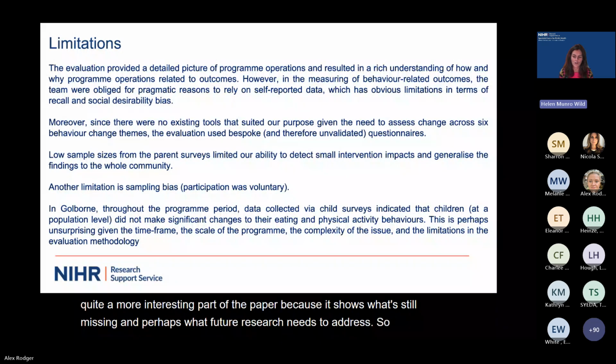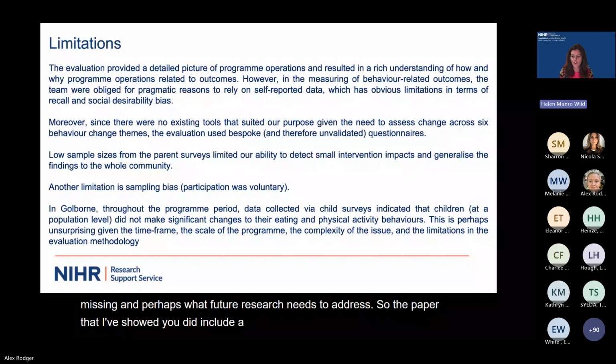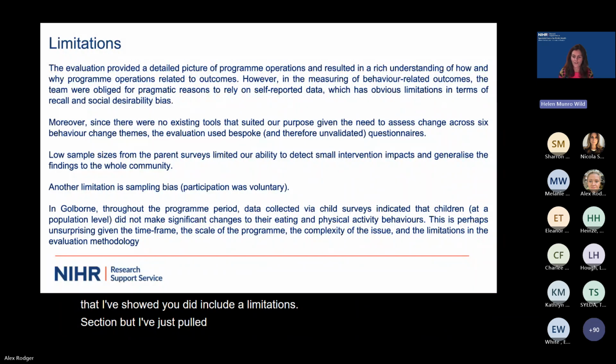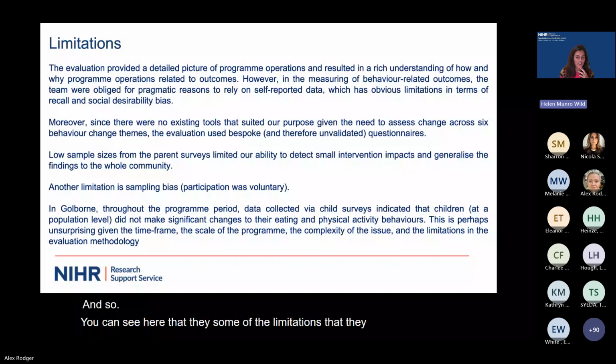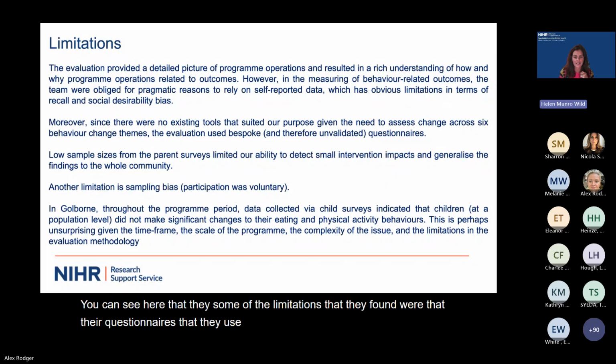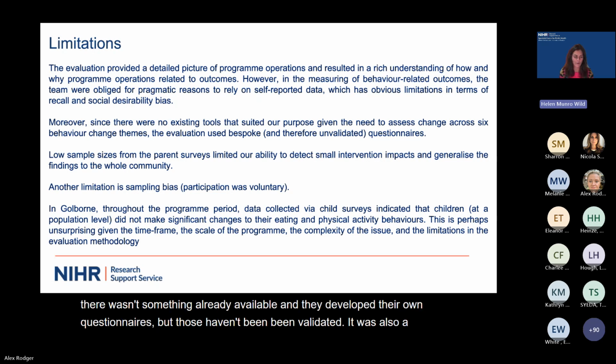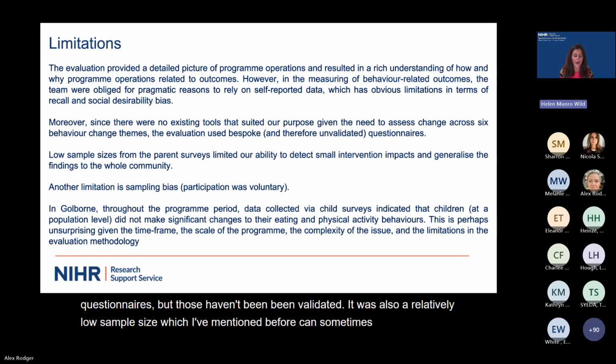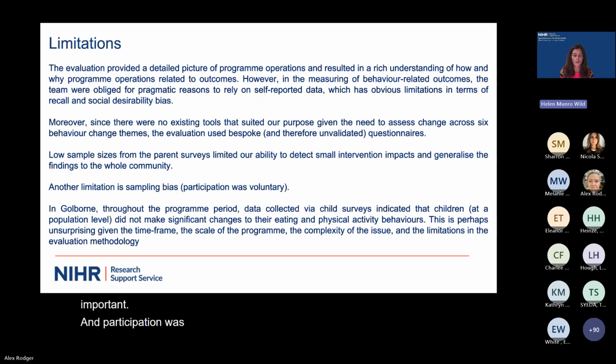So the paper that I've showed you didn't include a limitations section, but I've just pulled out what I found. So you can see here that some of the limitations they found were that the questionnaires they used were unvalidated, which means they hadn't been tested in other groups or in other situations. So they recognised that there wasn't something already available and they developed their own questionnaires, but those haven't been validated. There was also a relatively low sample size, which I've mentioned before can sometimes be important, and participation was voluntary.